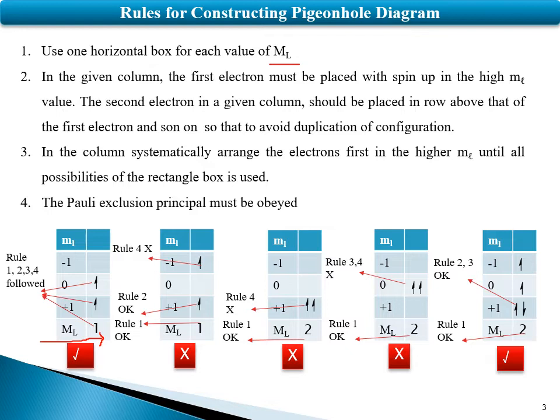Avoid placing like electrons in the higher ml value first. This one is wrong, so this is a wrong placement. Again, this one is not following the Pauli exclusion principle, which says that no two electrons can have the same set of quantum numbers. Here this one is okay, but this one is not okay. It is against the Pauli exclusion principle. So in a nutshell, while constructing a pigeonhole diagram, we must follow these rules.